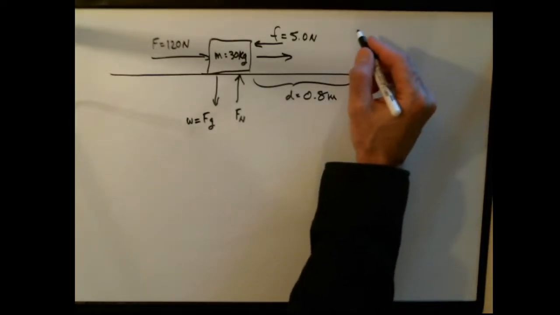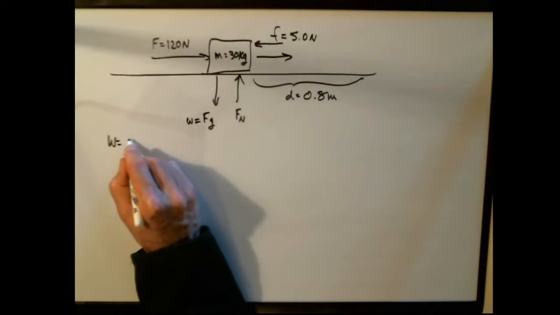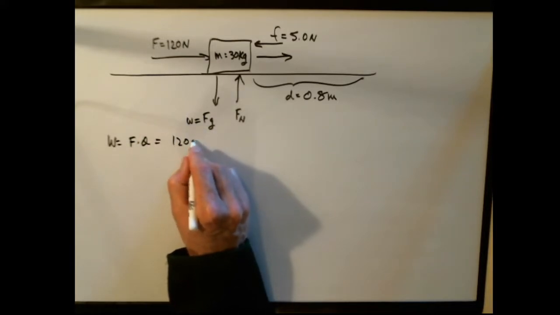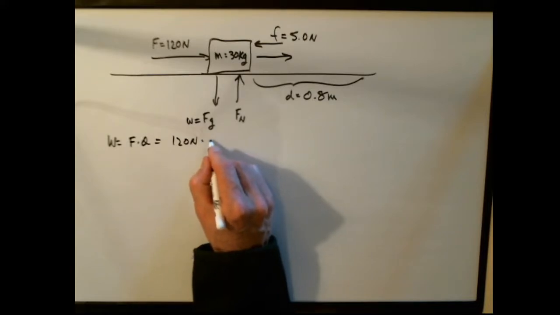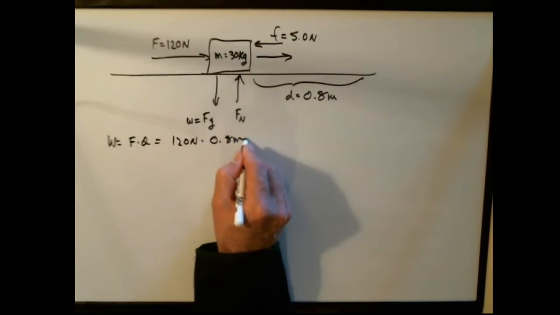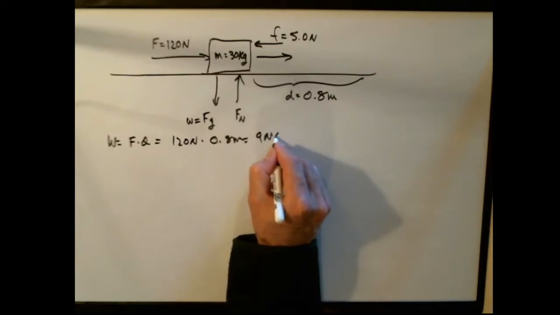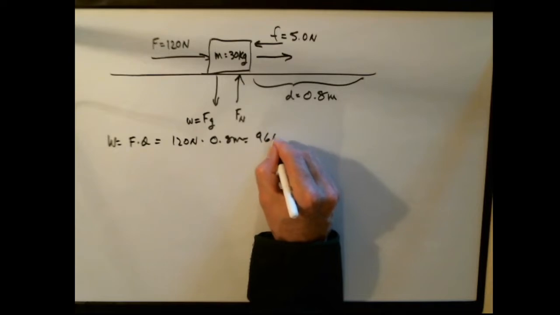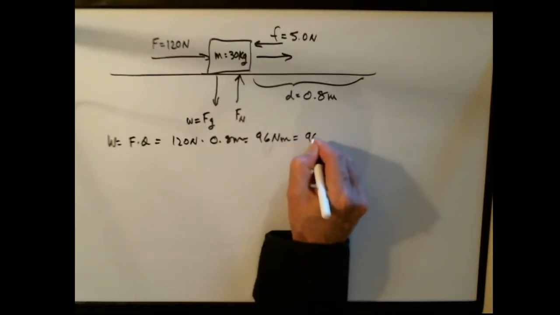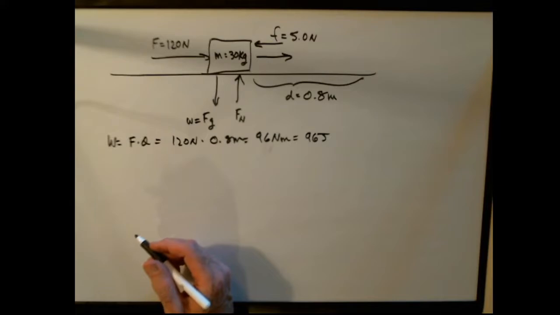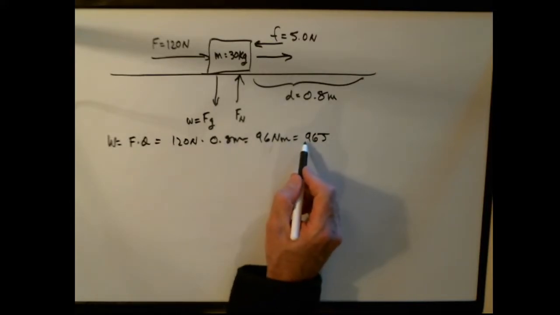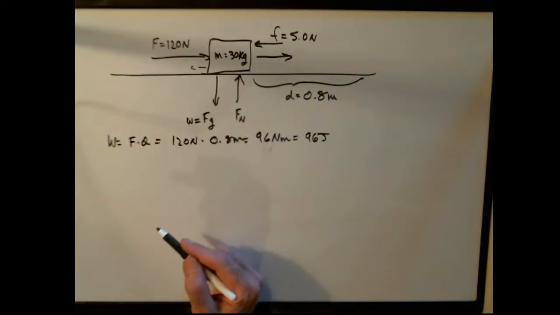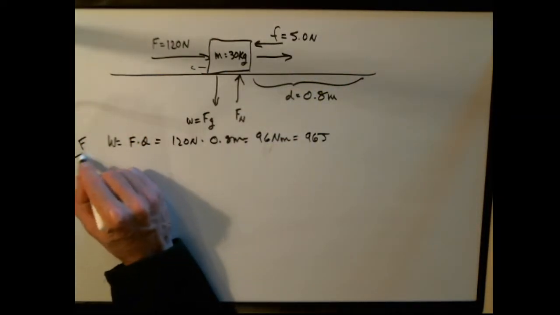And so if you remember your formula for work, it is equal to force times distance. In the case of the first force, it's 120 newtons times 0.8 meters, and that's 96 newton meters, or 96 joules, if you do your math right. Notice it's positive because the box is moving in the direction the force is pushing. So this is for our push force.